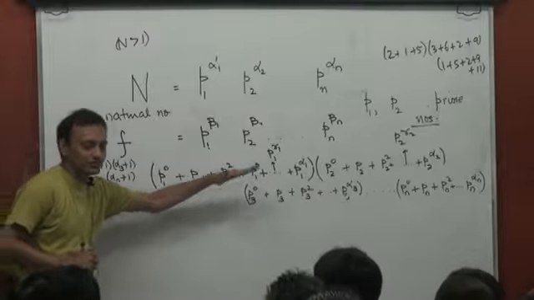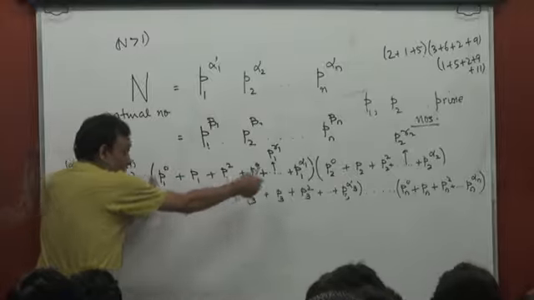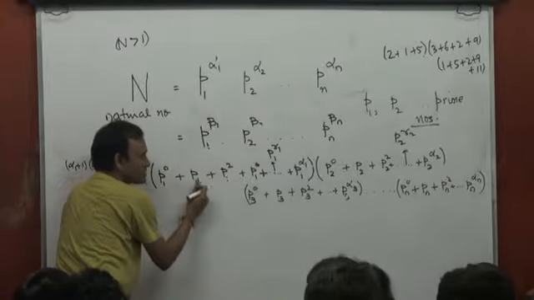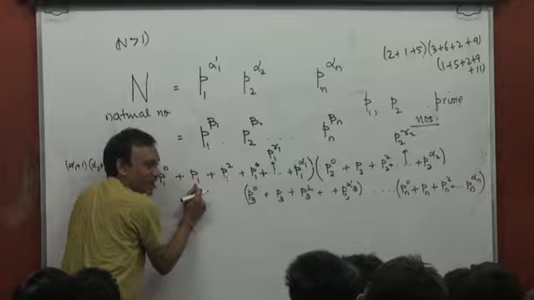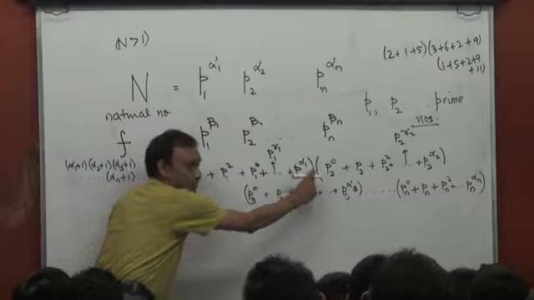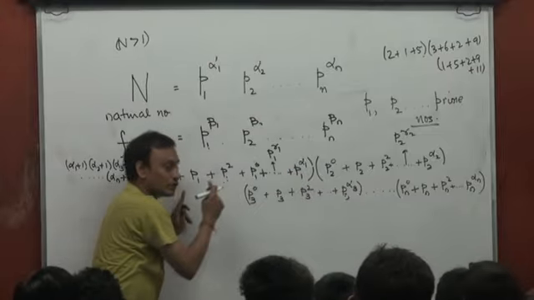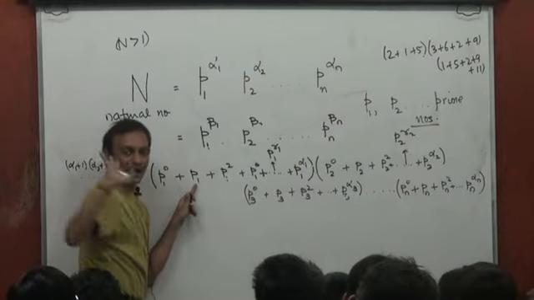So this product, if I evaluate this product, it will give me the sum of the factors of n. And what is this sum? Do you realize that this is a GP series with common ratio P1 and number of terms alpha 1 plus 1? Yes or no? This sum is a GP series with common ratio P1 and number of terms alpha 1 plus 1. Yes or no?